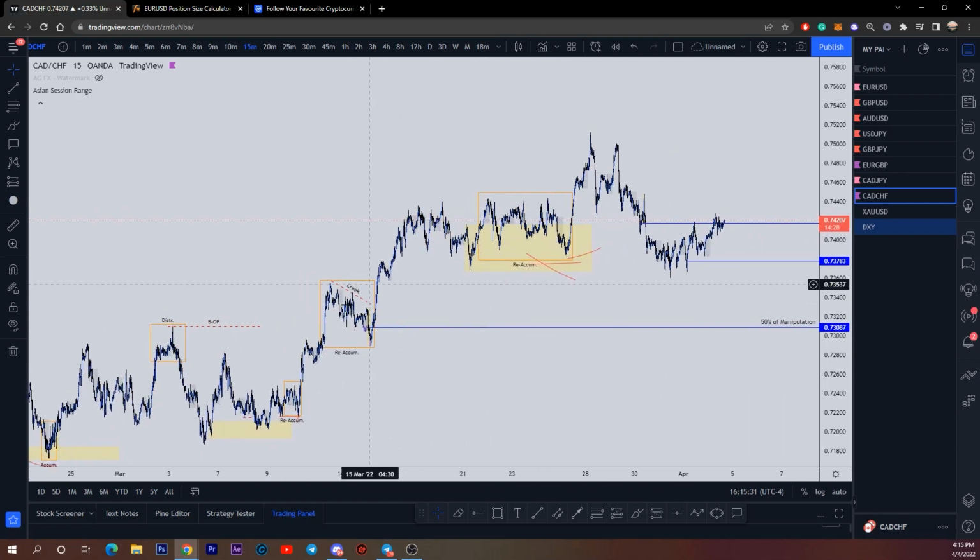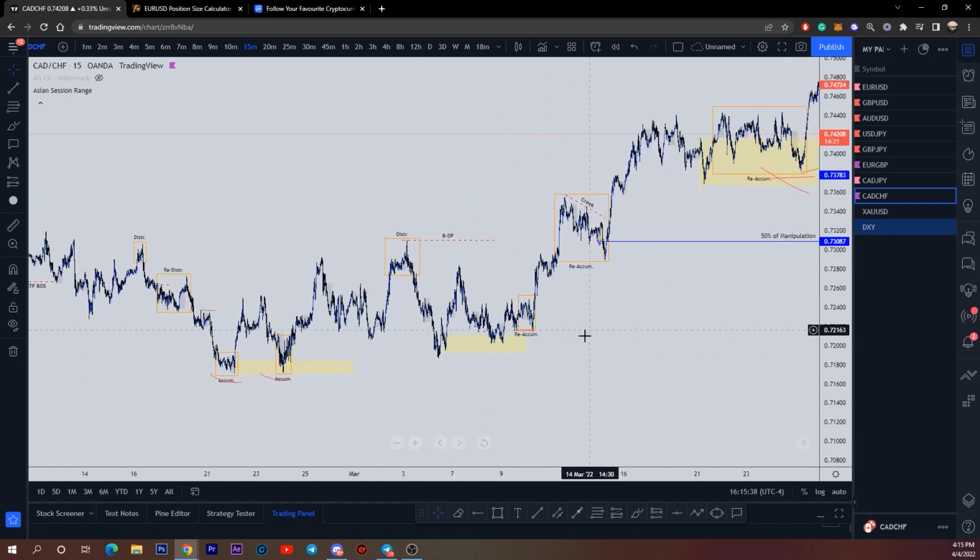You can see this one is still not mitigated. This one is still not mitigated. So I can use these as areas of target. Let's say I get in a sell. I can use this as an area of target. I can use this as an area of target. All right. You're going to be most effective when you're trading this right here.